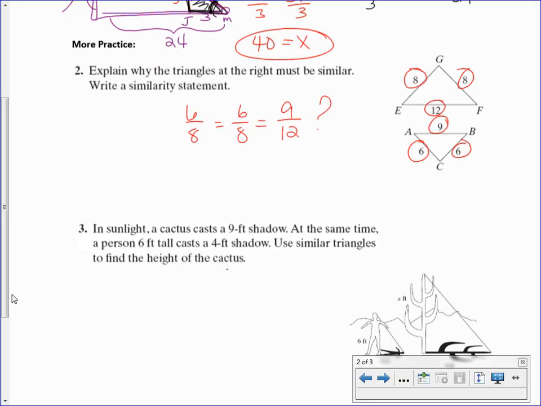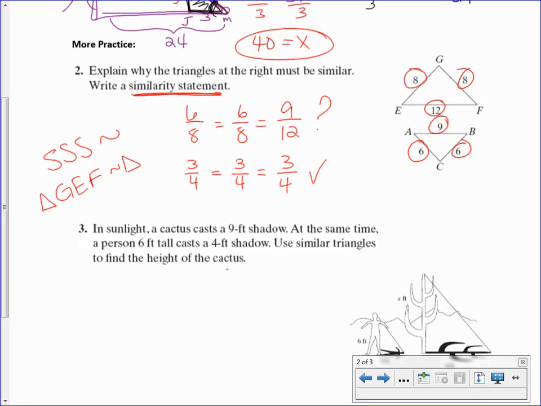If all of these are equal, then I know the triangles are similar. 6 over 8 reduces to 3/4. This reduces to 3/4, as does 9/12. So by SSS similarity, the triangles are congruent. I'm sorry, triangles are similar. And a similarity statement would be that triangle, let's call it GEF, would be similar to triangle CAB. You could also say CBA. That works because of the fact that this is isosceles.